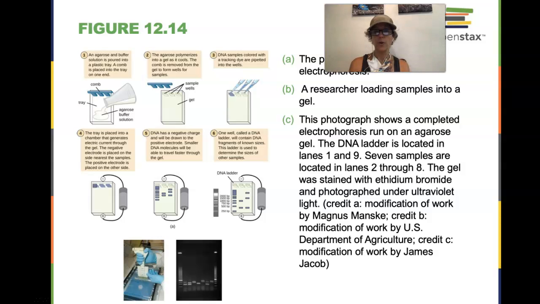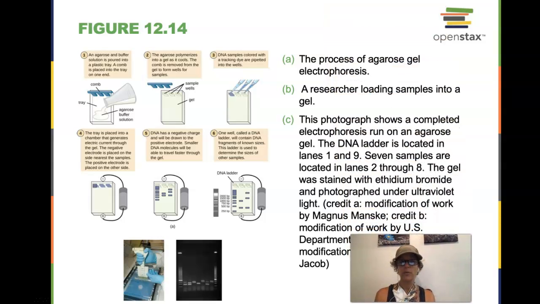If we're looking for particular DNAs, to find out if we got the right piece, or if we have a sample, we want to separate the pieces of DNA by size. We can do something called agarose gel electrophoresis. Electrophoresis means we're going to be passing an electrical current through the substrate. The substrate is agarose gel.